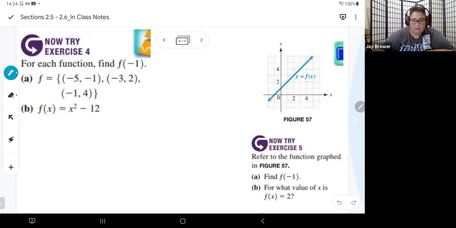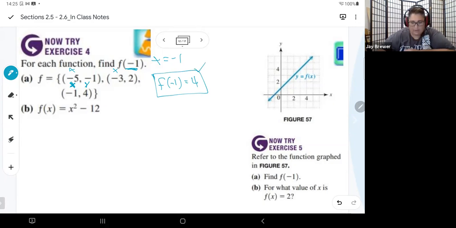All right. So for this type of problem, you're looking for each function, you want to find f of -1. So here you're just going to look for where x equals -1 for a. Well, x is -5 here, so that's not it. X is -3 here, so that isn't it. So we find x equal to -1 here, and then we care about the y. So you could write this as f of -1 equals 4.